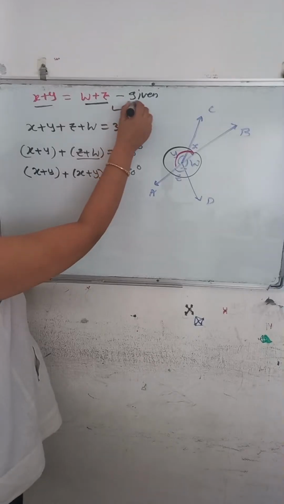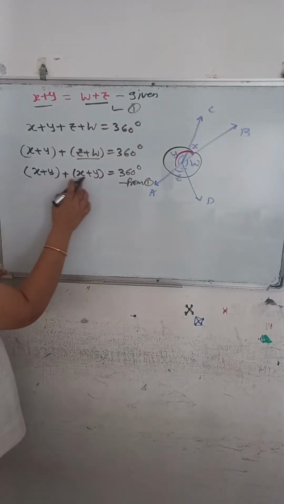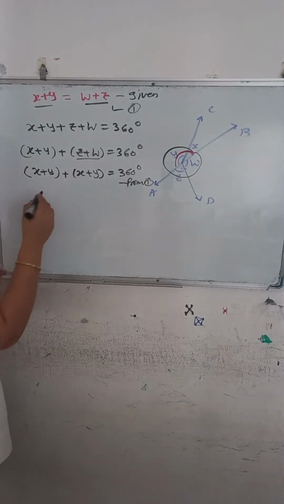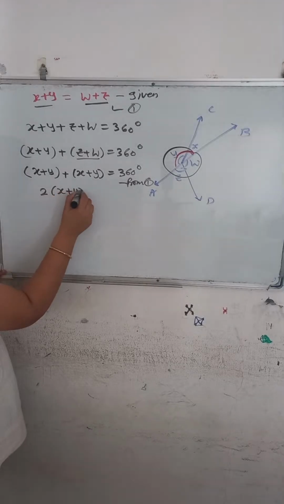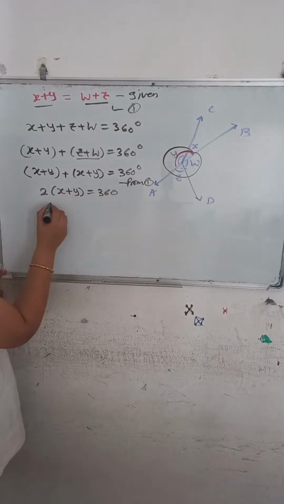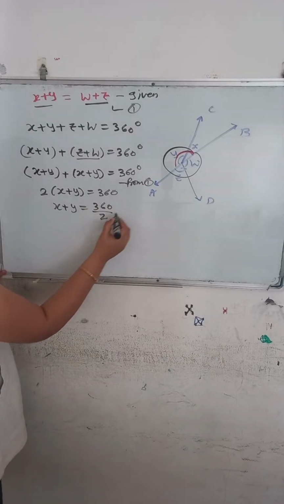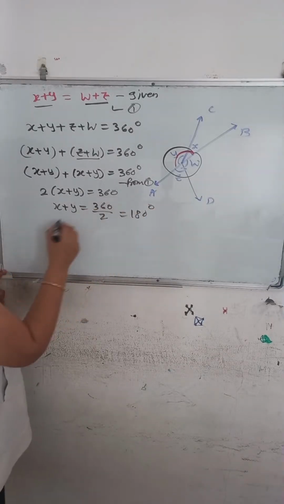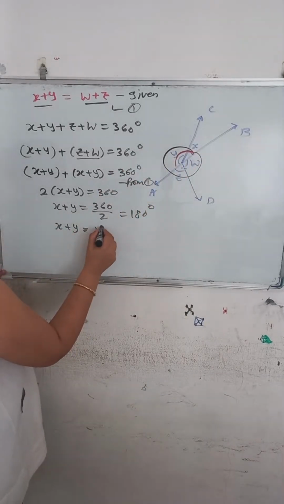If you take this as 1, then you can write a reason here from 1. So x plus y repeats twice. So I will write here x plus y is equal to 360. Then x plus y I can write as 360 divided by 2. That is nothing but 180. So I got the sum of x plus y as 180.